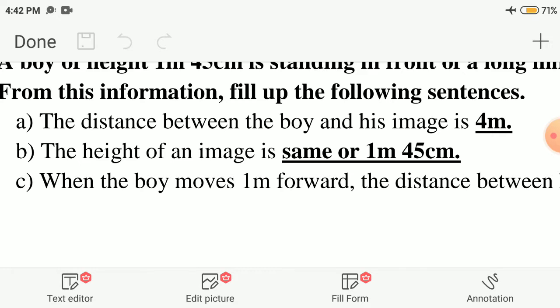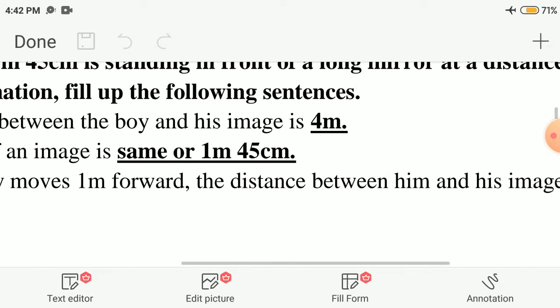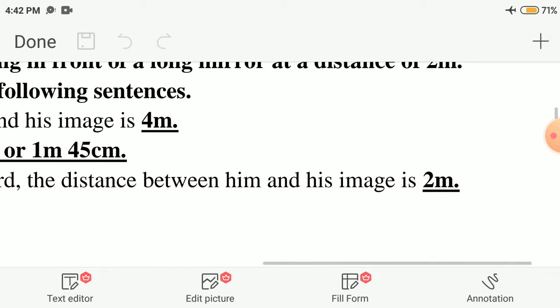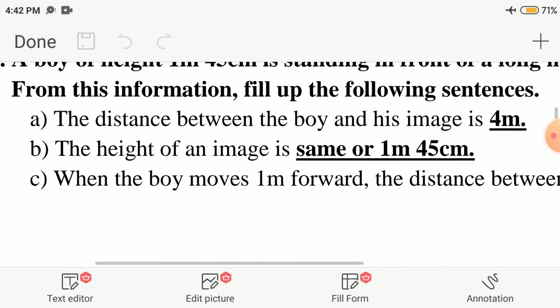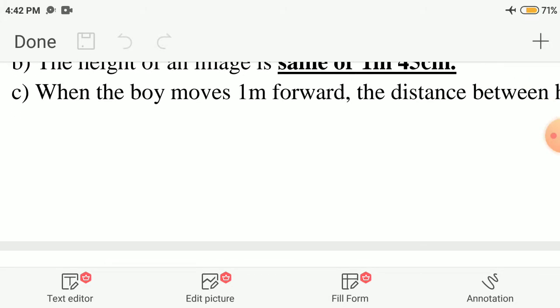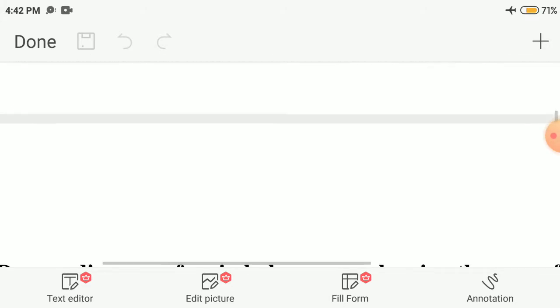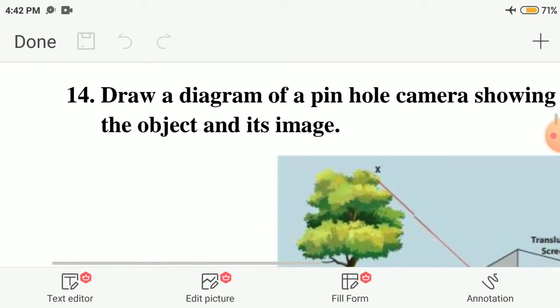When the boy moves 1 meter forward, the distance between him and his image is 2 meter. Move 1 meter, how much distance? 1 meter only.